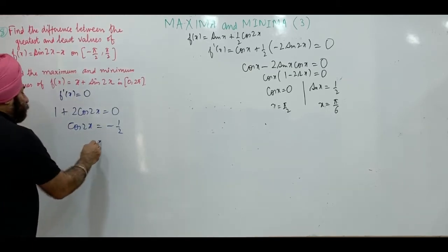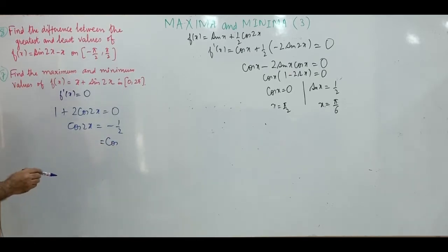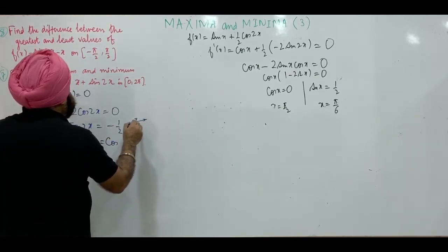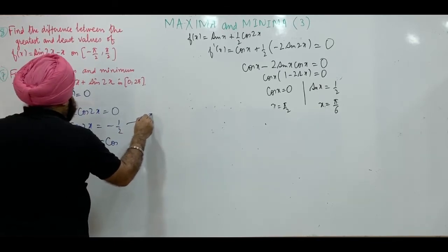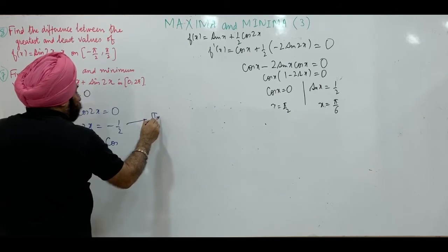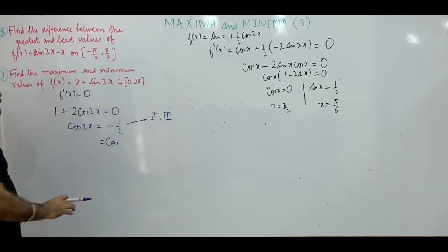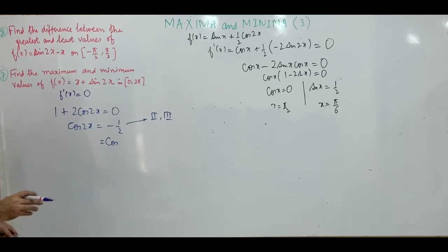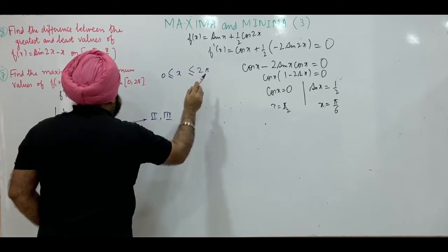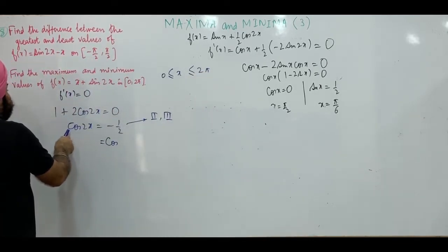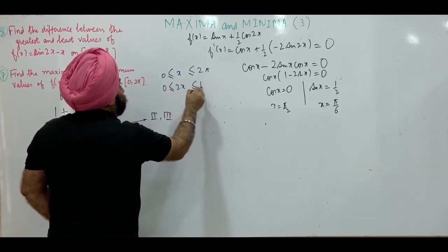Minus 1 by 2 will occur in the negative values of the cos function, so this will occur in the second quadrant and in the third quadrant. So 0 to 2 pi, these are values of x. We have 0 less than or equal to x less than or equal to 2 pi. So the derivative is with 2x, so this will be 2x less than or equal to 4 pi.